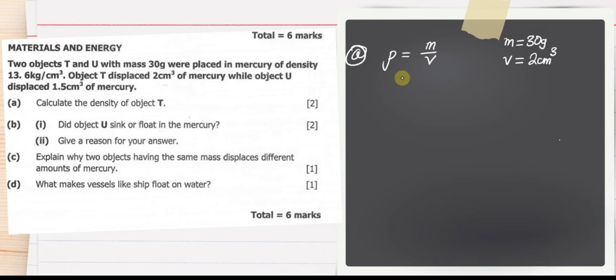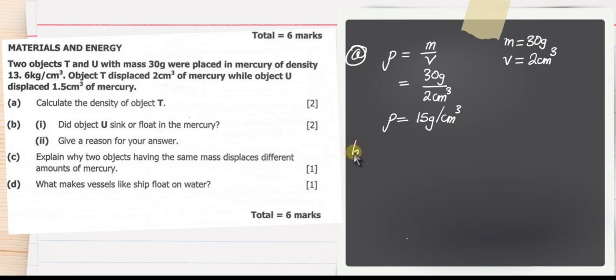Then we'll substitute from here: density equals, where there's mass, we'll put 30 grams there, divided by where there's V, we'll put 2 cubic centimeters, like that. Then 30 divided by 2 will be 15. Then we'll get the gram, put it here, then this line, then centimeter cubed. So this is the density of object T.